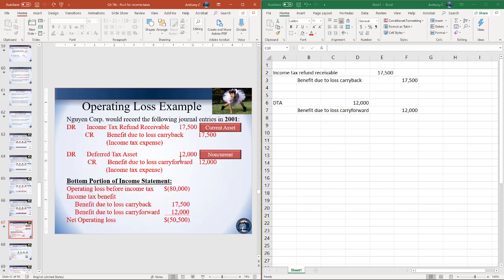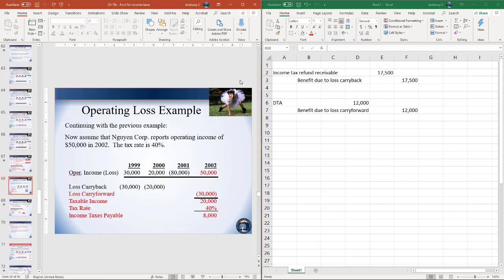All right, and so that's what the top half of this next slide is showing. Again, these benefits due to loss carrybacks and carry forwards, they're going to reduce our loss in the current period. So on our income statement, we're going to list our income tax benefits. It'll offset our operating loss before income tax. So continue on from the previous example.